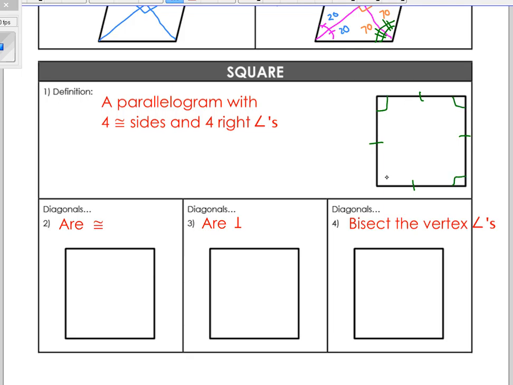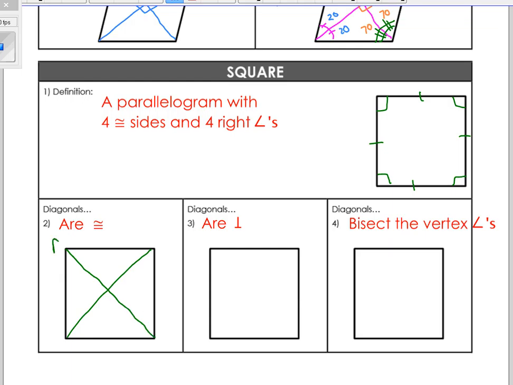So it's the most specific parallelogram. So like a rectangle, it has four 90-degree angles, and like a rhombus, it has four congruent sides. So it's kind of a rhombus and a rectangle put together. Okay, so now, because of the fact that it has all these extra properties, it has three things that happen with its diagonals. One of them is like a rectangle, the diagonals are congruent to one another.